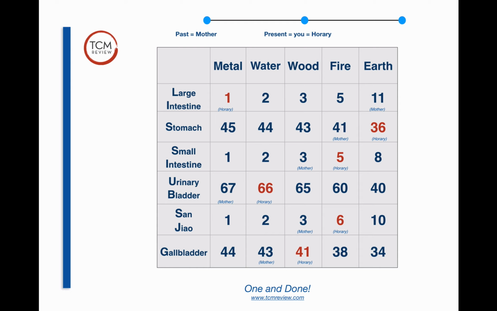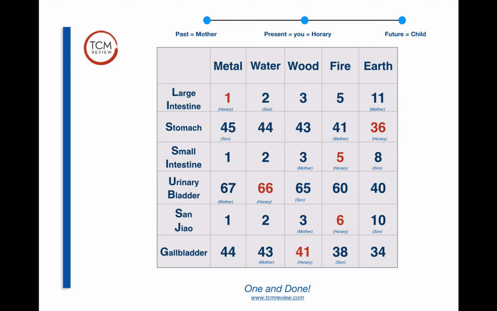Okay. Then we have our future, which is our child. So the child point is one to the right. So for large intestine, that would be large intestine 2. For stomach, we would circle around, so it'd be stomach 45. For small intestine, it would be small intestine 8. For the bladder, it would be bladder 65. For Sanjiao, it would be Sanjiao 10 or triple energizer 10 or triple burner 10. And then for gallbladder, it would be gallbladder 38.